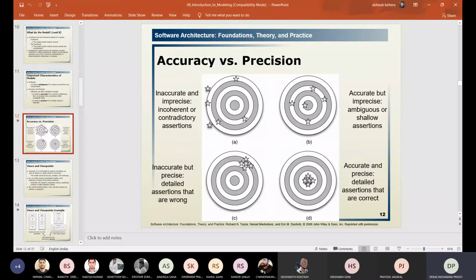The next one, inaccurate but precise. These are precise, meaning at a particular point they are detailed assertions, but they are wrong. And the next one is accurate and precise. These are detailed assertions that are correct. All are towards the result and also very precise. The results are very precise.